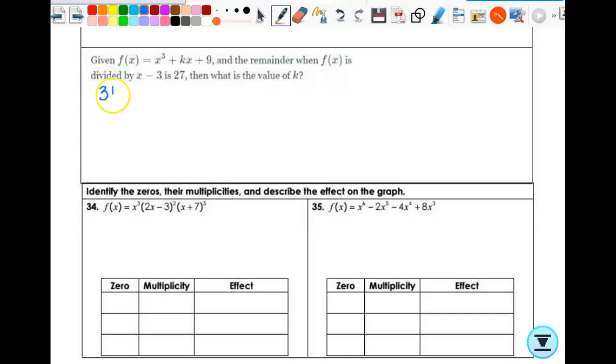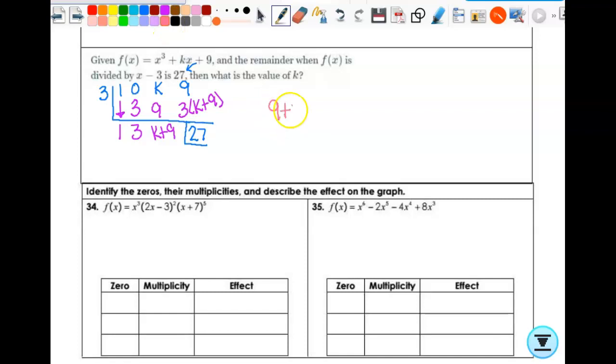So outside I'll have a 3, inside it's cubed, missing my x squared term again, 1, 0, k, and 9. Okay, so this time it does not say that it's a factor. It gives me the remainder being 27, so I need that in there. All right, so I bring down my 1. 3 times 1 is 3. That's 3. That's 9. So this is k plus 9. So this is 3 times k plus 9. So when I go to solve this, I have 9 plus 3 times k plus 9 equals 27. So I'll subtract 9. 3 times k plus 9 equals 18. Divide by 3. K plus 9 equals 6. So k equals a negative 3.